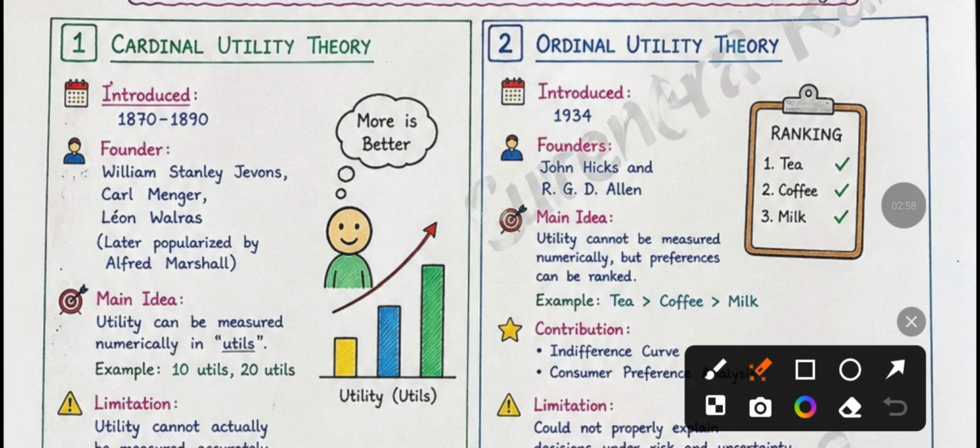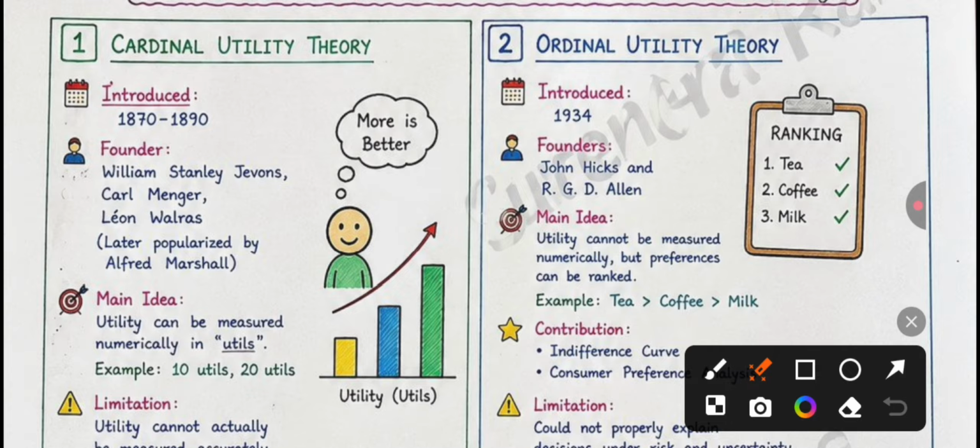This theory was introduced in 1934 by John Hicks and R.G.D. Allen. Main idea: this theory strongly says that utility cannot be measured in numbers. Instead, consumers only rank their preferences.